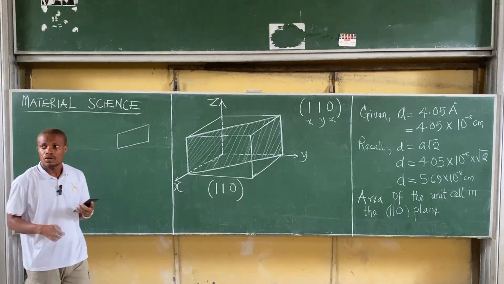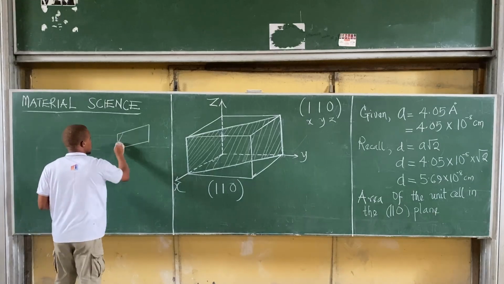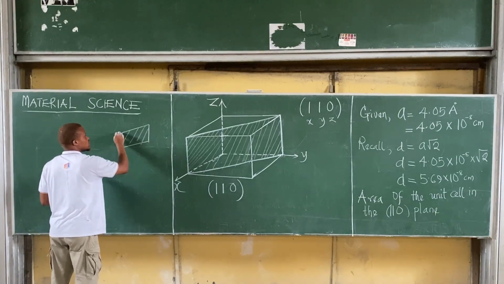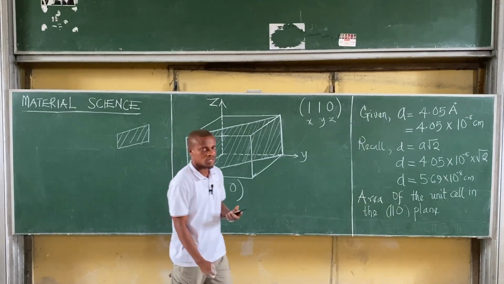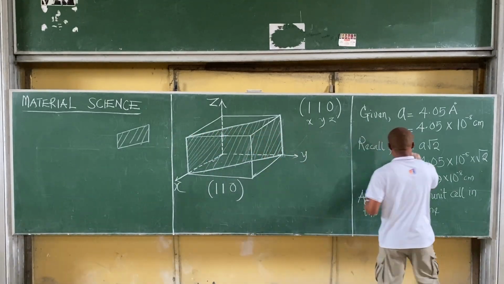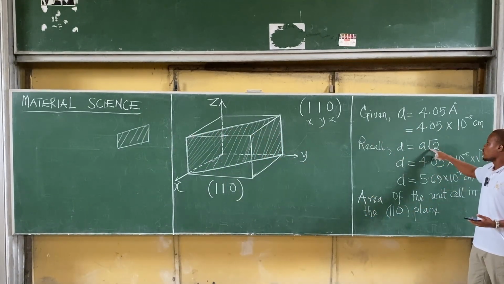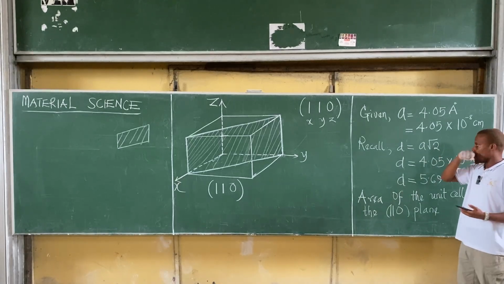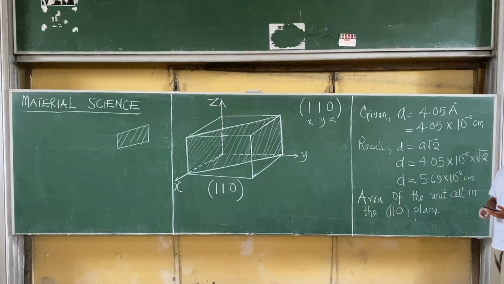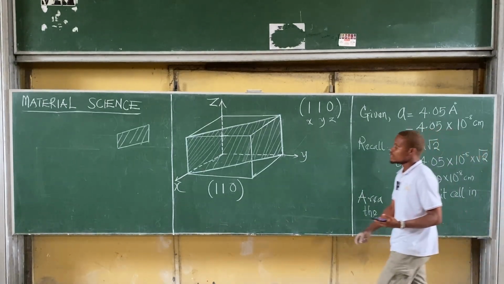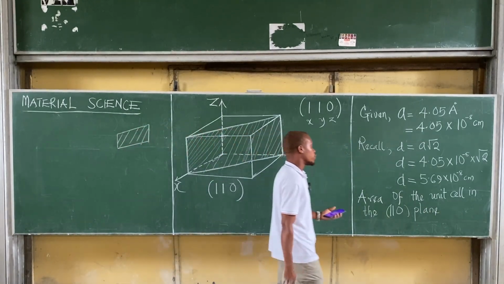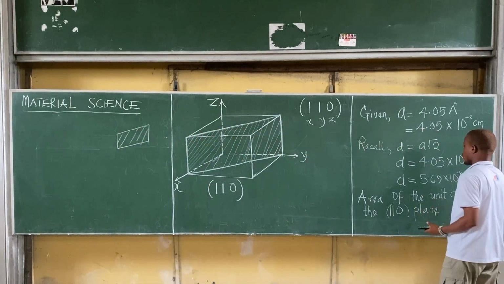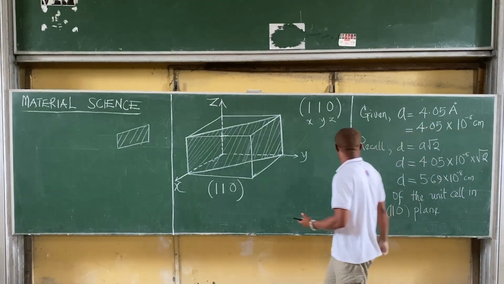Yeah, on just this plane. And mind you, this is our diagonal. And we know that for an FCC structure, the diagonal is given as a root 2, where a is our lattice constant. So after getting the value for our diagonal, we then calculate what? The area of the unit cell. And we had that our diagonal is what?